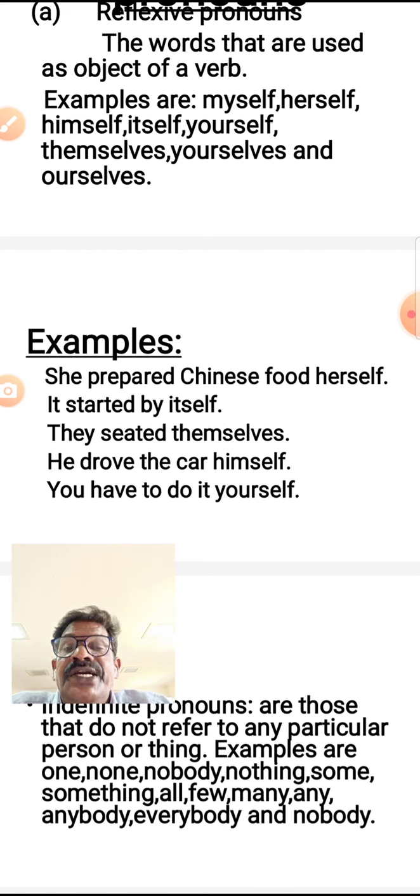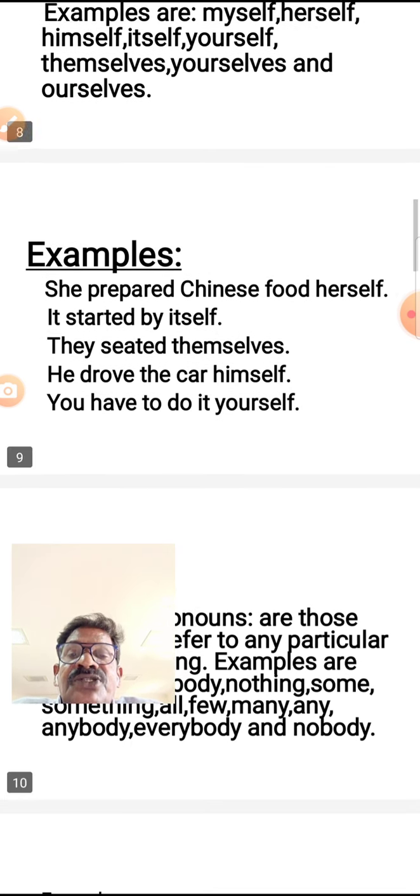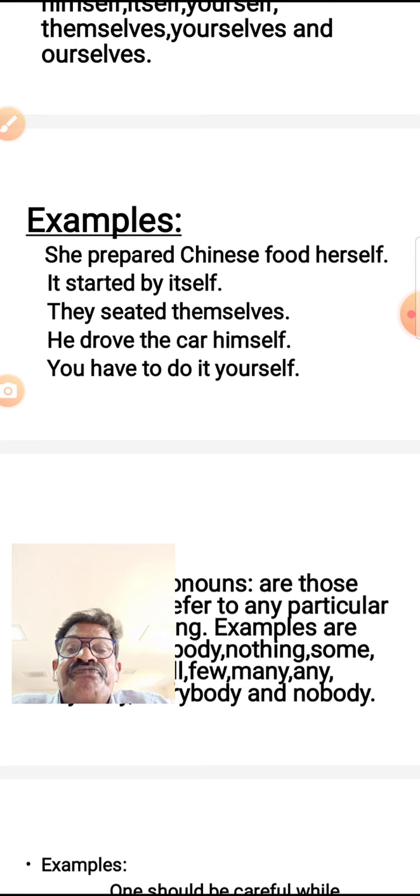Look at the second sentence. It started by itself. So no other device has been used, no other fellow used, right? It itself started, right? They seated themselves. That means nobody helped them. Now look at the fourth example. He drove the car himself.